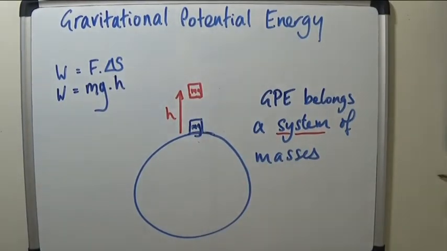Okay, and it could be a planet, an object, normally it is, it could be a pair of planets, it could be whatever you want it to be, but it belongs to a system of masses. And so this statement here is just a little extra that you need to be mindful of if you're taking this at A level.